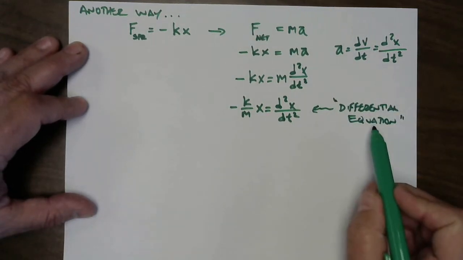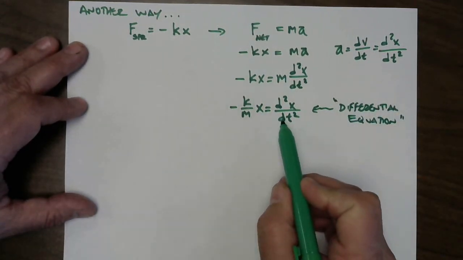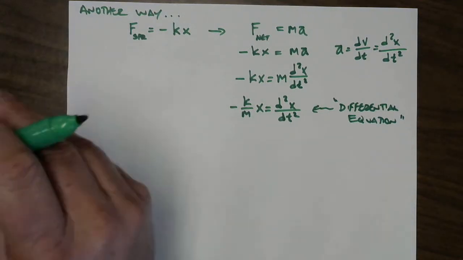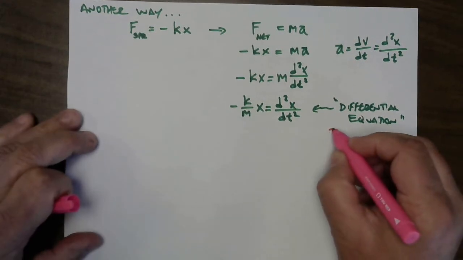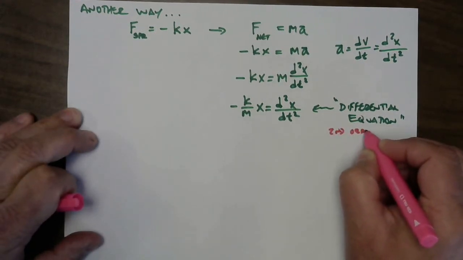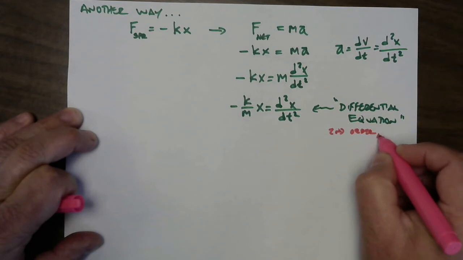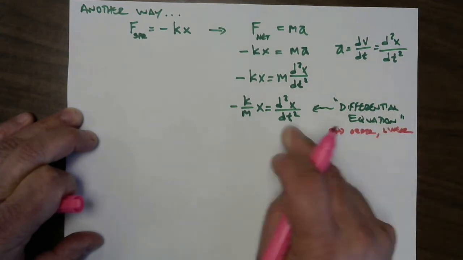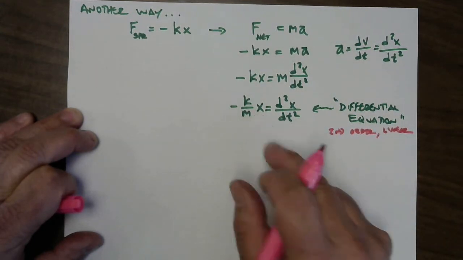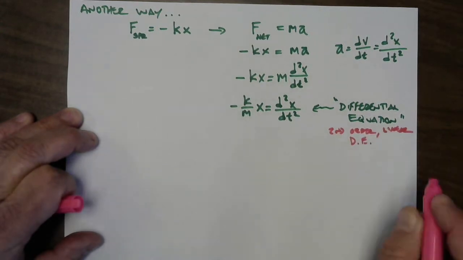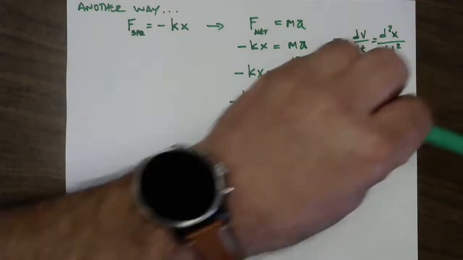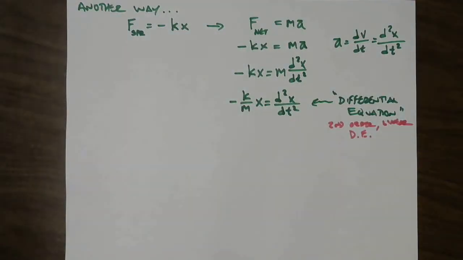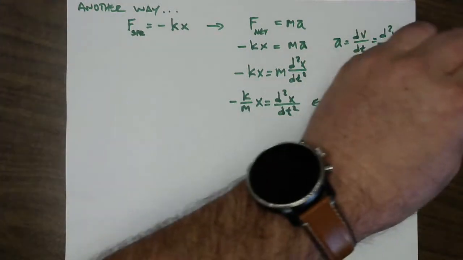A differential equation is an equation that involves a function and its derivative. In this case, it's a second derivative. If you wanted to be very correct about this, this is a second order, because it's a second derivative, linear, because the function is just a linear function, not squared or anything like that, differential equation. We're going to solve a second order linear differential equation, and you will be able to impress your friends by saying the phrase second order linear differential equation solved. Okay, how are we going to solve this equation?